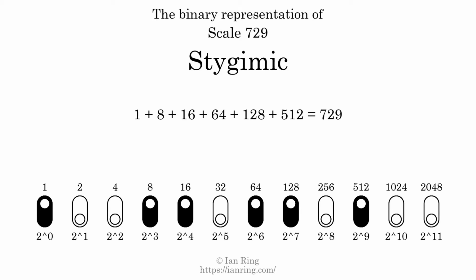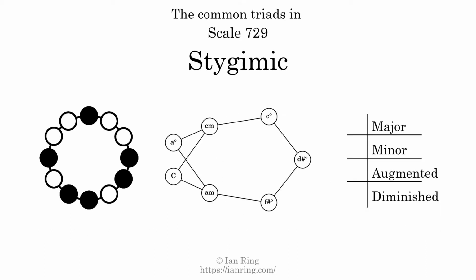The scale number not only enumerates the scale with a unique index, but it also literally describes the tonal content of the scale. Represented as a binary number in base 2, the scale number is 001011011001. Here are the common triads present in this scale.